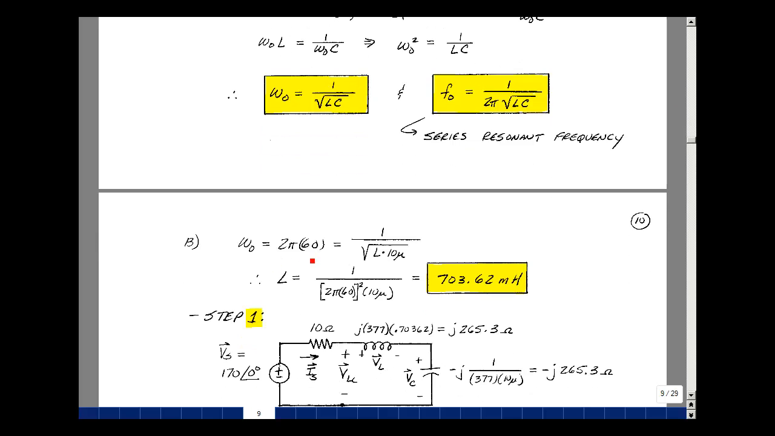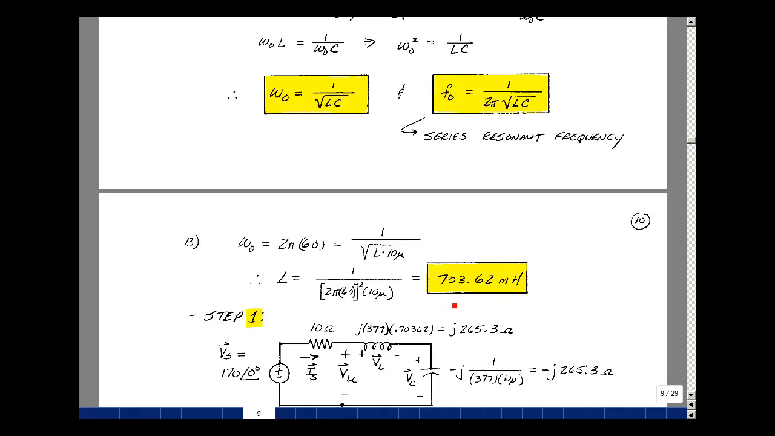So I've got 2 pi times 60 as my resonant frequency. That would equal 1 over the square root of LC, where C was equal to 10 microfarads. Let's square both sides of the equation, and let's solve for L. So when we square this, we'll have 1 over L times 10 microfarads. Bring the L over here, and bring the 2 pi 60 squared over here. And that turns out to be 703.62 millihenries.